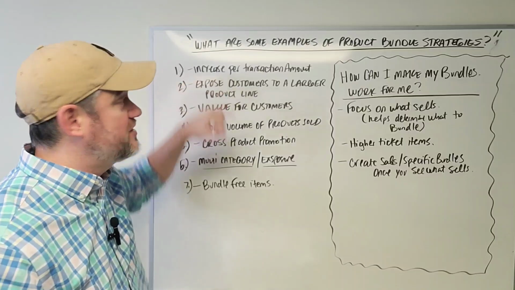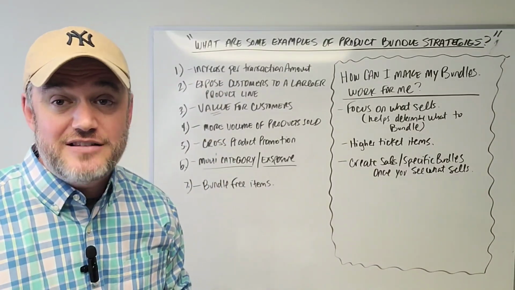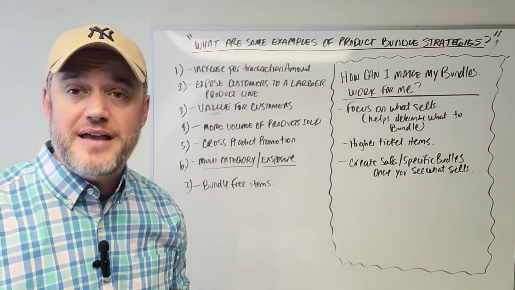So number one, that increases your per transaction amount. We just got into that. So instead of taking a $10 bottle of Tabasco sauce or hot sauce, he ended up doing 3 or 4 together.